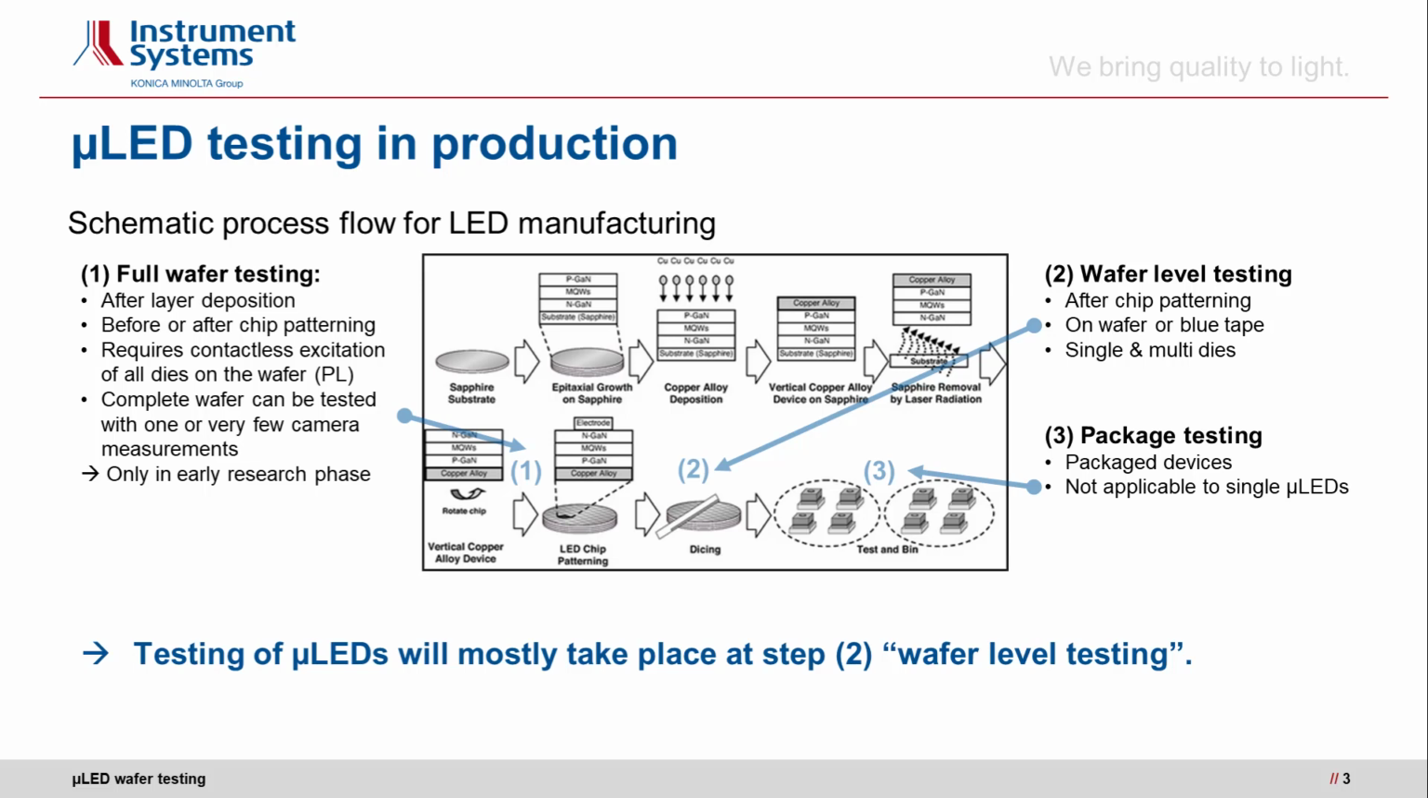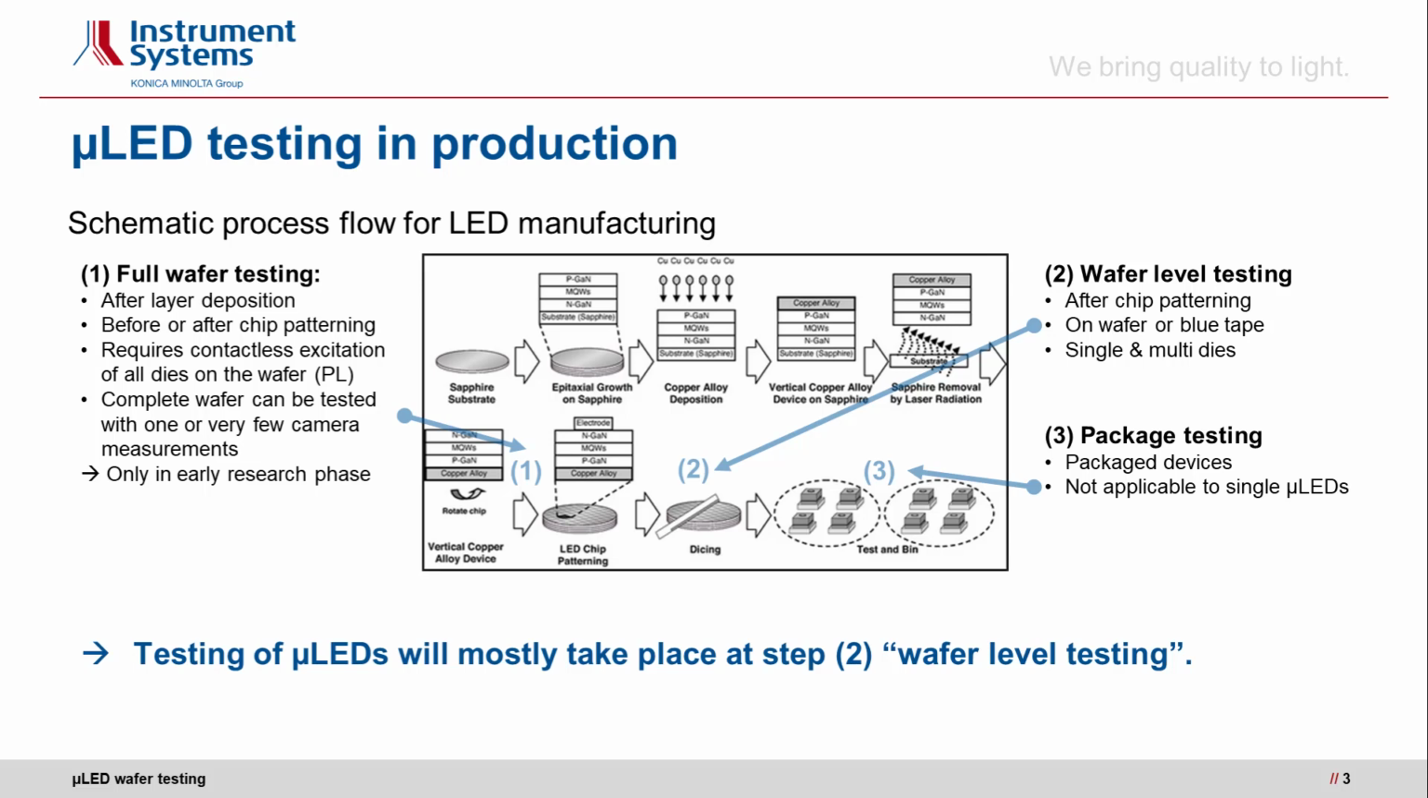Then we have the standard wafer level testing, which is done after chip patterning, usually on the wafer or on a blue die. And this can be done either by single die testing or, as it's done at most manufacturers, with multiple contacting of dies. So 4, 8 or even 16 LEDs are contacted at the same time and then tested simultaneously.